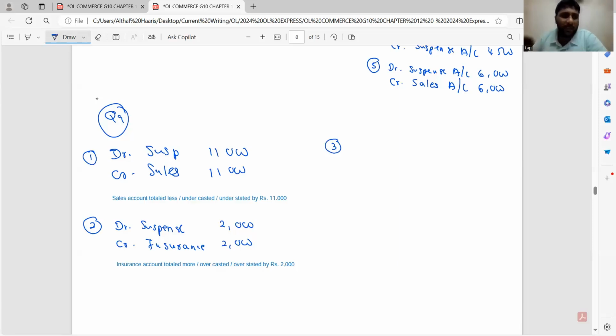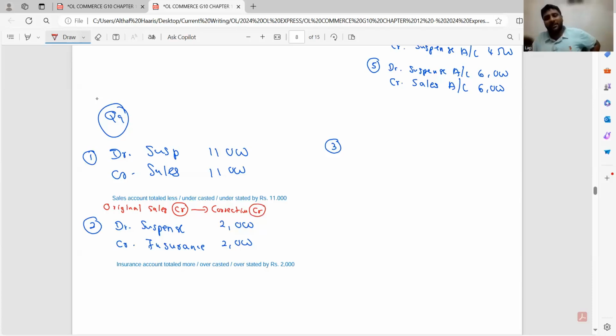So here, how are we telling people this is under-casted? Understand, children. Sales, whether it is credit or not. Originally, sales is credit. After the correction also, we are doing a credit. For the correction also, we are doing a credit.